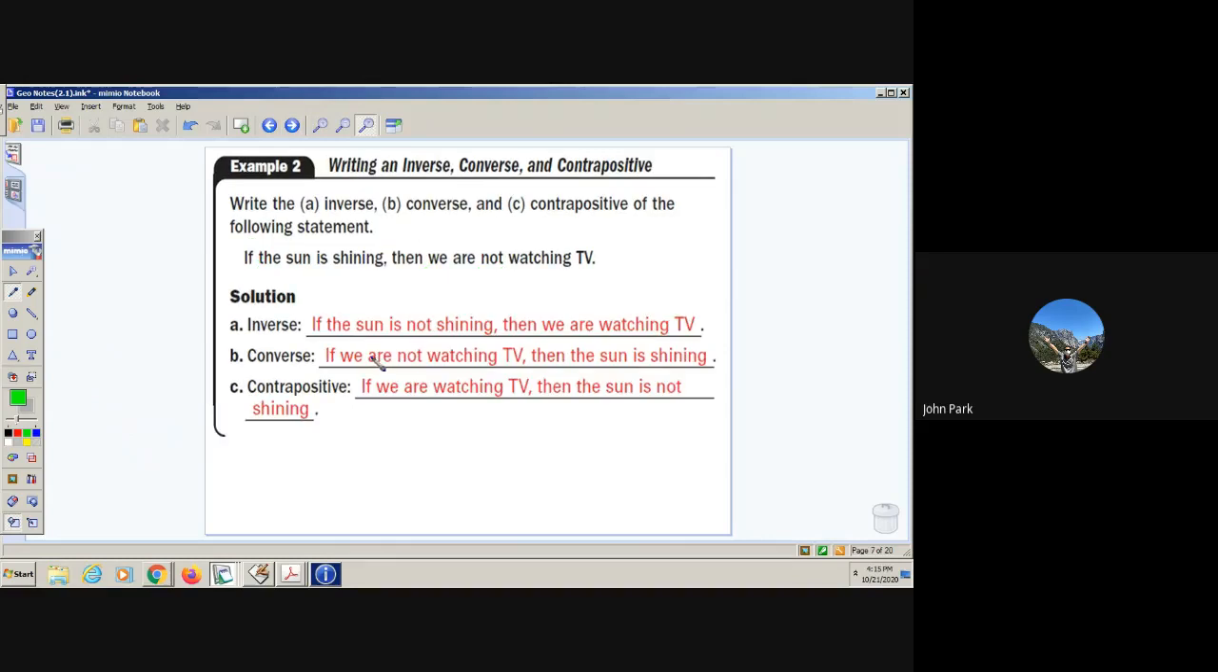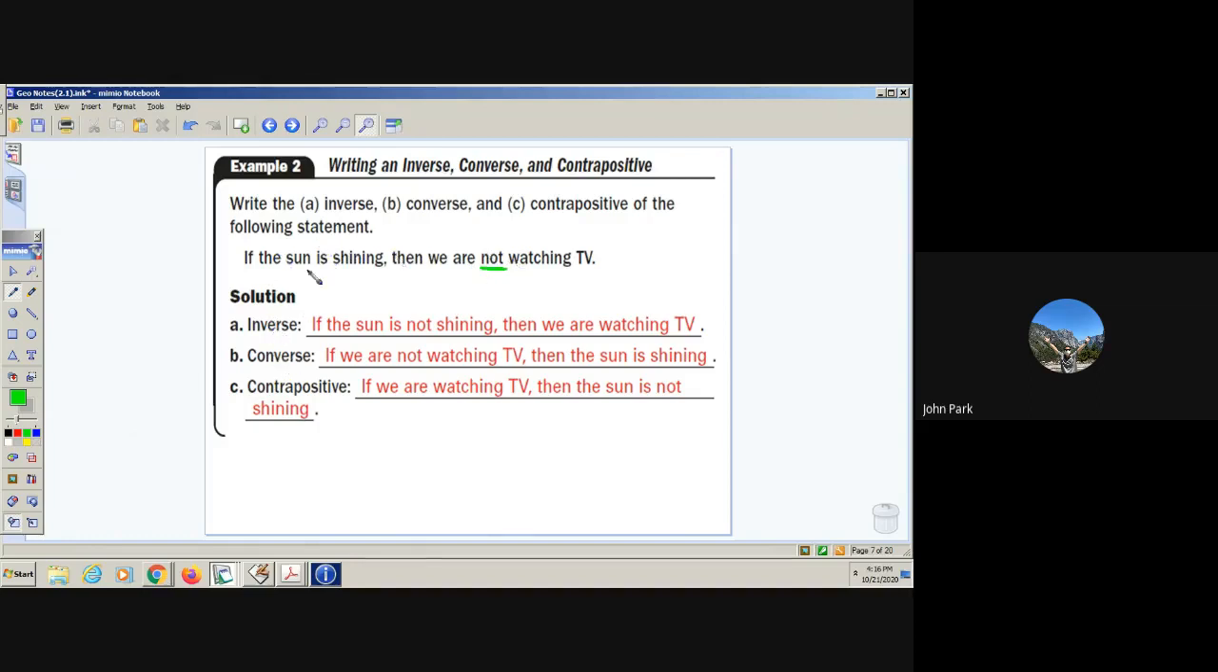So let me show you that. So if the sun is not shining, then we are watching TV. So if there's a not there already, then just take that out for the inverse, right? Converse, all you do is switch the two parts, switch the hypothesis and the conclusion from the original statement, right? So then put this, we are not watching TV, in the front. So converse will be if we are not watching TV, then the sun is shining. So we're just switching the two parts, right? We're not putting a not in it or taking that out. That's what we do for the inverse.